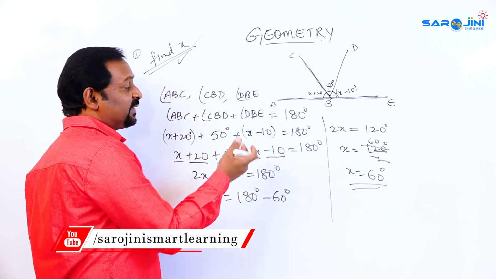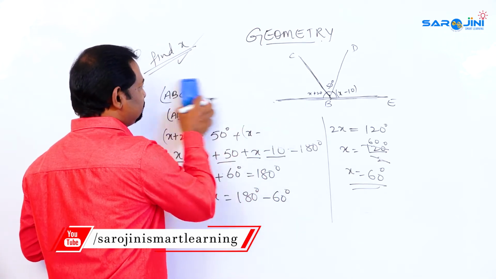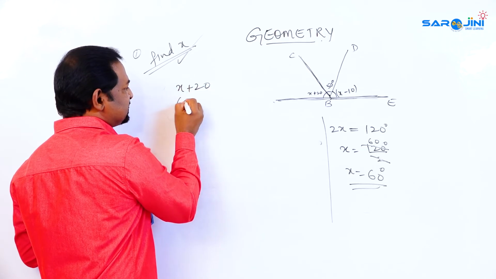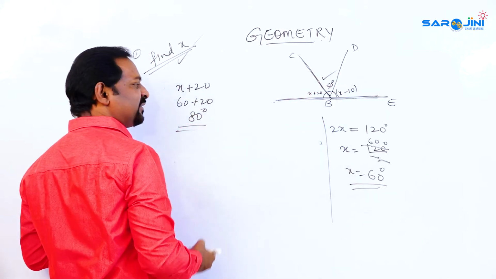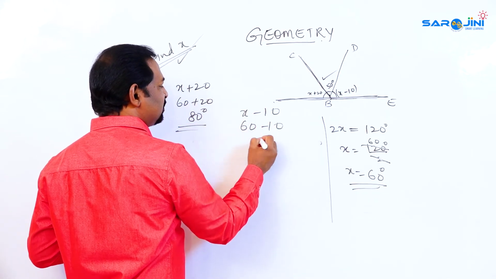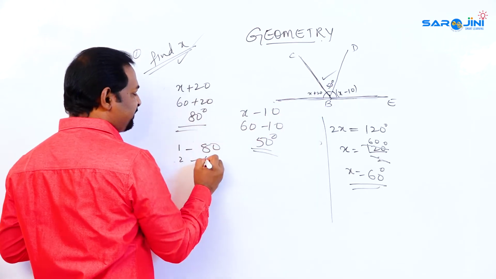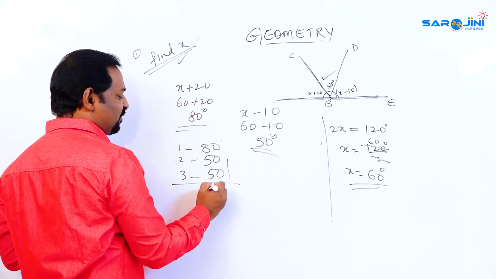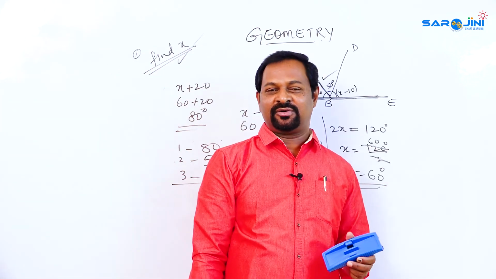Now you may ask whether that is true or false. How are we going to know? I will substitute in that. The first angle is x plus 20, that is 60 plus 20, which is equal to 80 degrees. The second one, 50, is already given. The third one is x minus 10, that is 60 minus 10, which is equal to 50 degrees. So the first one is 80, the second is 50, and the third is 50. 50 plus 50 is 100, 100 plus 80 is 180 degrees, which is the right answer. In this way, we can find it.